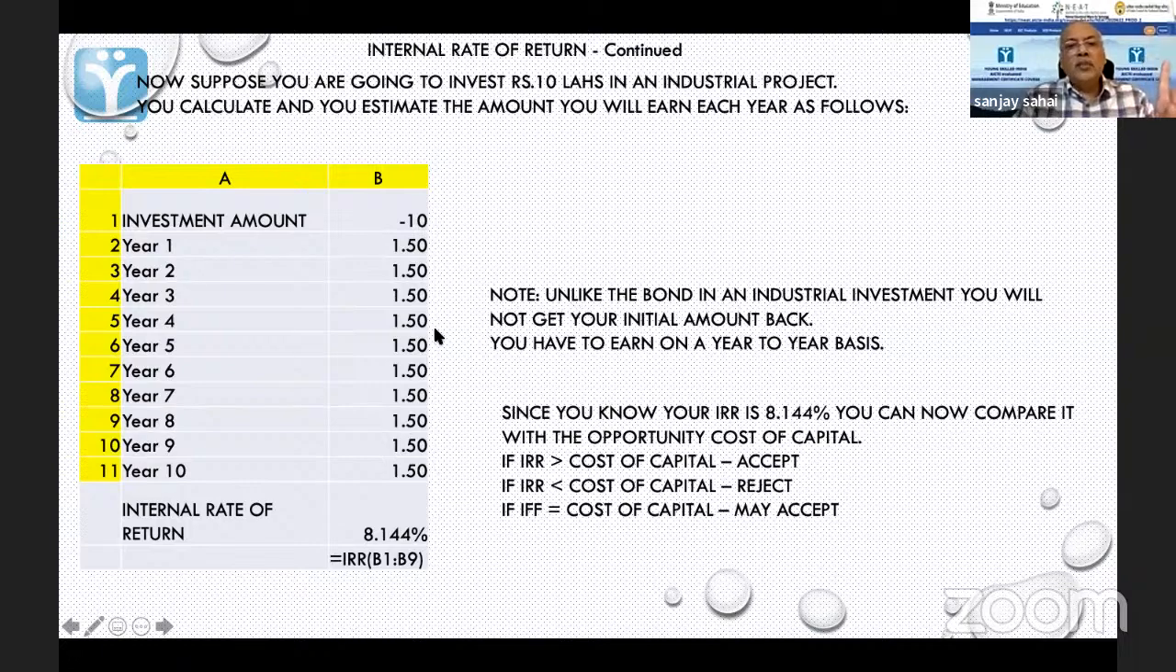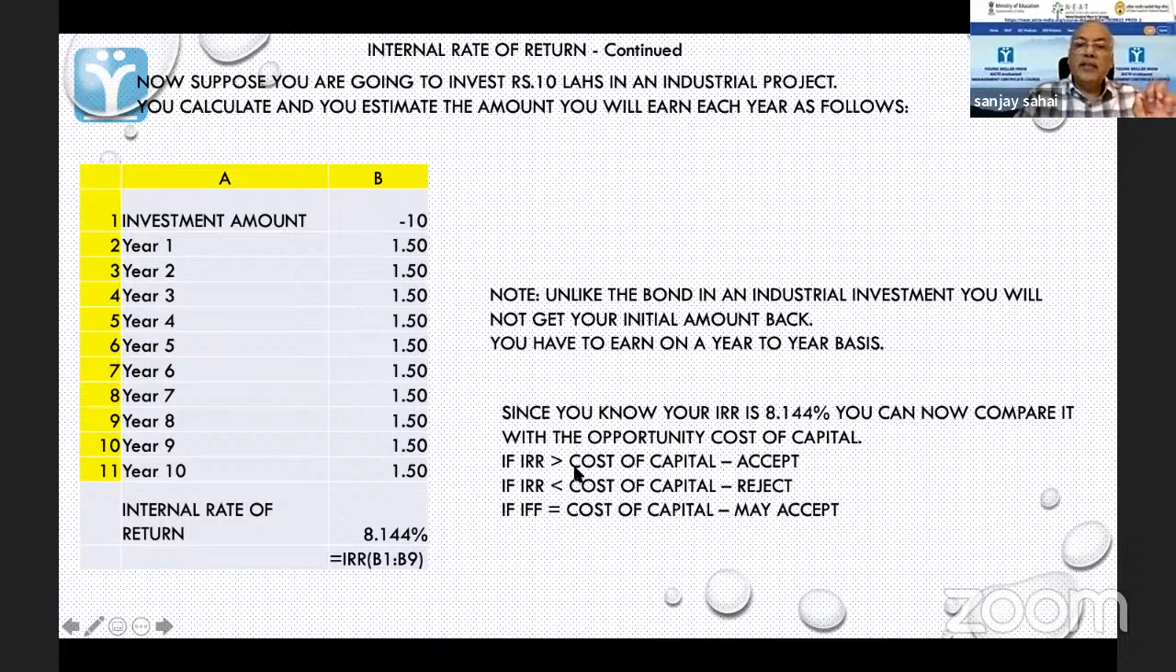Now, when you compare this with the previous slide where we took the example of a bond, remember that unlike the bond, in an industrial investment, you will not get your initial amount back. Whatever you've invested, you've invested. Maybe it will be possible for you to sell those machines to some other party, but that is an uncertain thing, not like the bond where you're getting your investment back. So you have to earn on a year-to-year basis. And whatever you earn, you discount those and you begin to find out what your internal rate of return is.